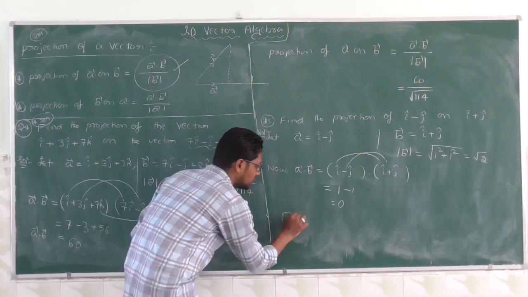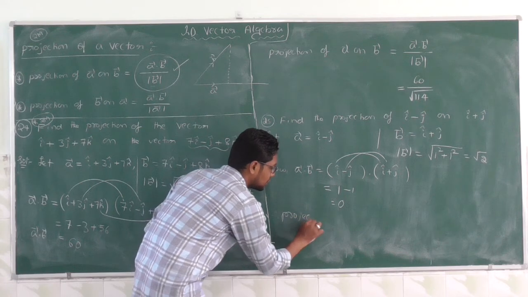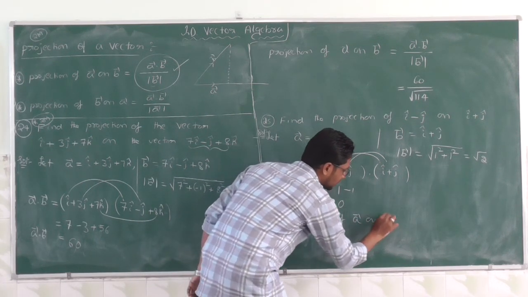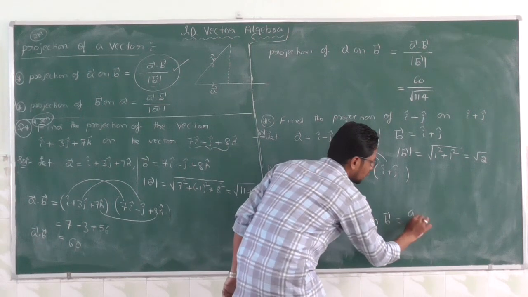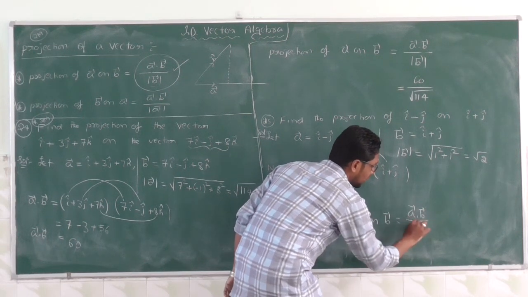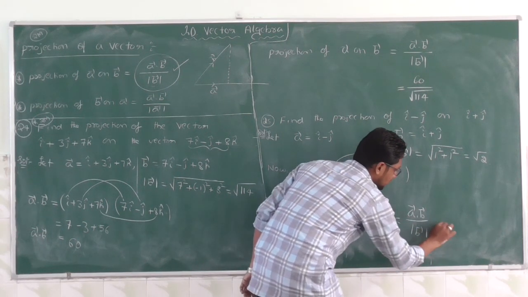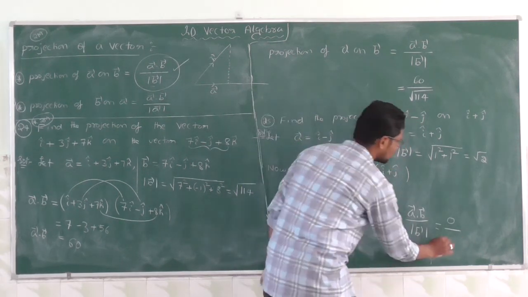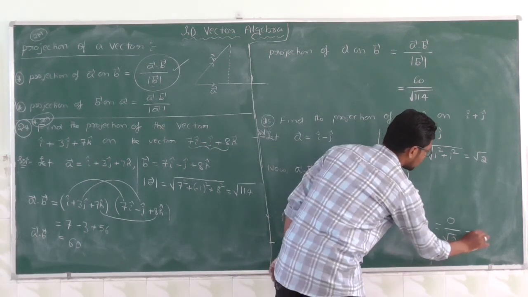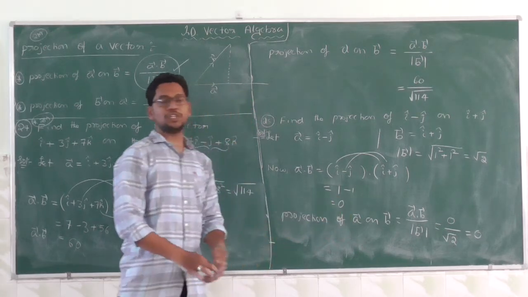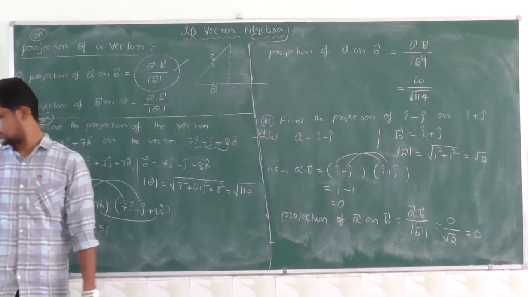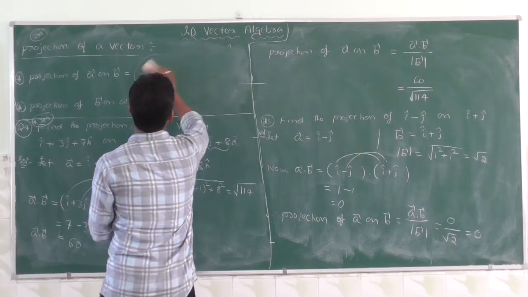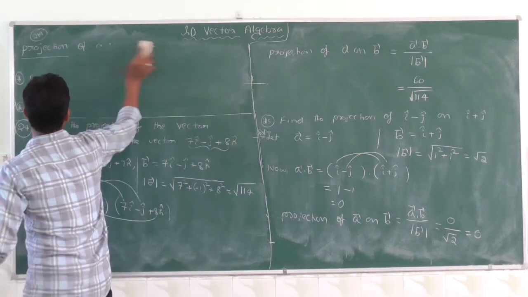Therefore, write down the formula. Projection of A on B equals A dot B divided by magnitude of B. That equals A dot B, which is 0, divided by the magnitude of B, which is √2. That equals 0. Therefore, the projection is 0. So these are the 2 problems belonging to the projection of the vector.